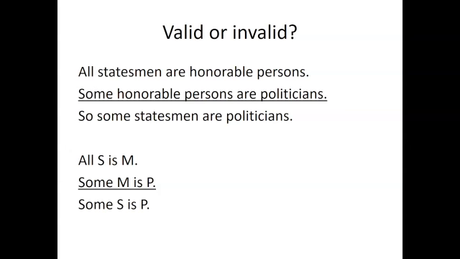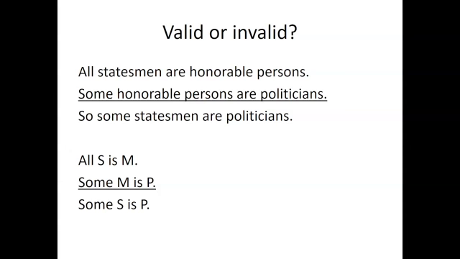Goes through there. Now the other rule, the third rule, is that the middle term must be distributed at least once. Well, the middle term here appears in the first premise, all S is M, right? All statesmen are honorable persons. And honorable persons, which is the middle term, is not distributed in that premise. And in the second premise, it appears in this other form of proposition, some M is P. And, if you look at your chart again, and I think by now you should know this offhand, the middle term, the term M, is not distributed in that proposition either.